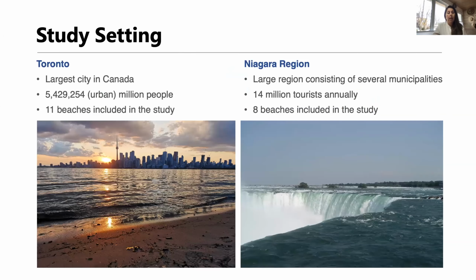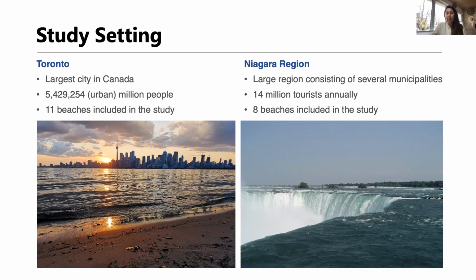Great, thanks, Ian. So I'll talk about the first phase of our project, which was set using Toronto and Niagara region data. Toronto, as we all know, is the largest city in Canada with a population of over 5 million people, yet it has 11 beaches essentially in the urban area. So it provides quite an interesting opportunity to explore beach water quality.